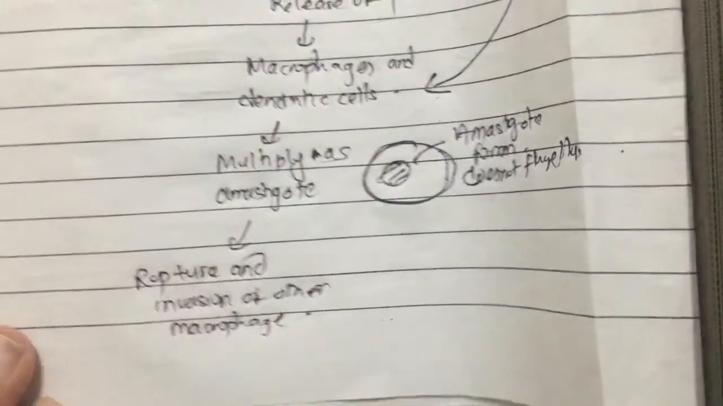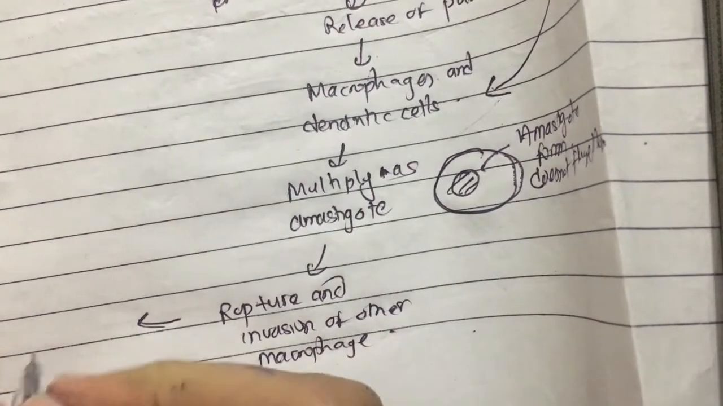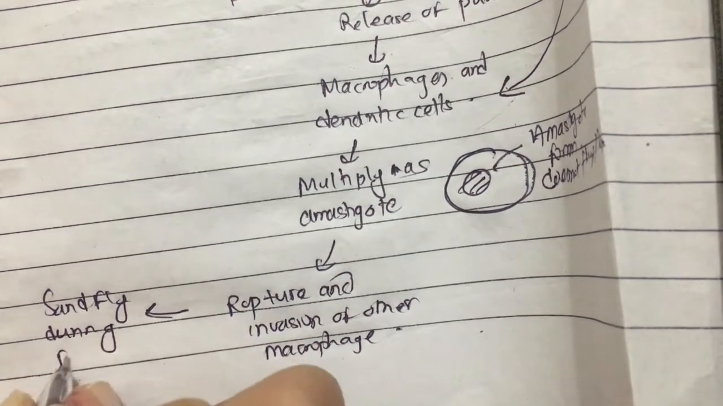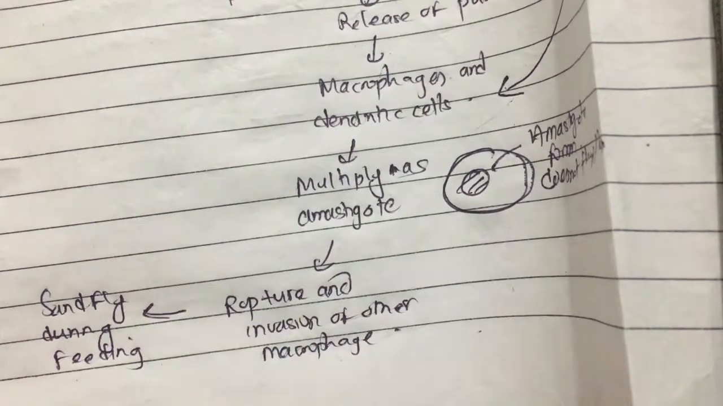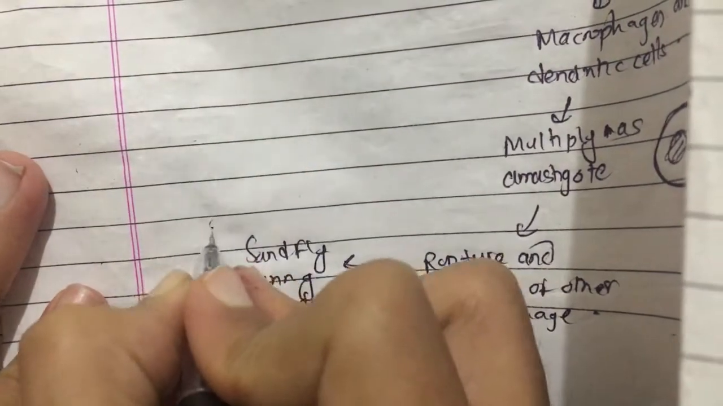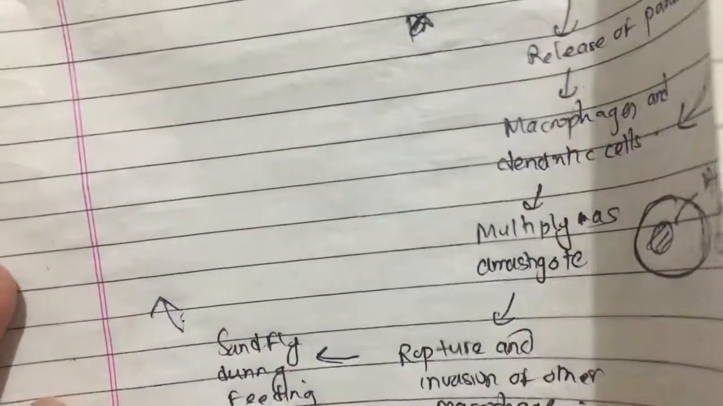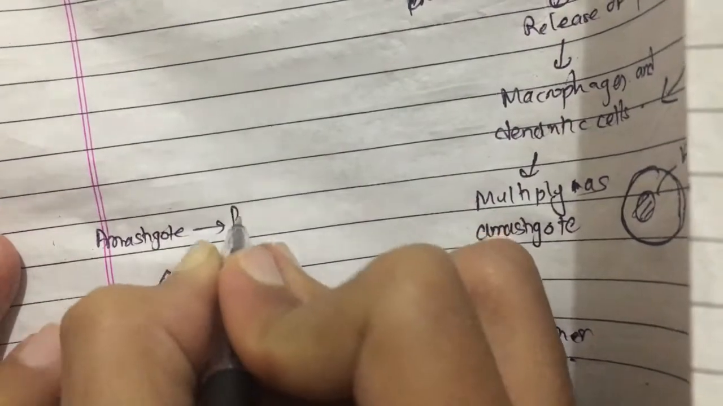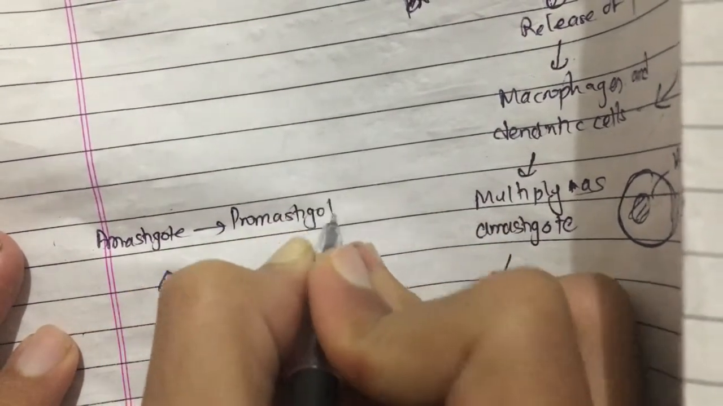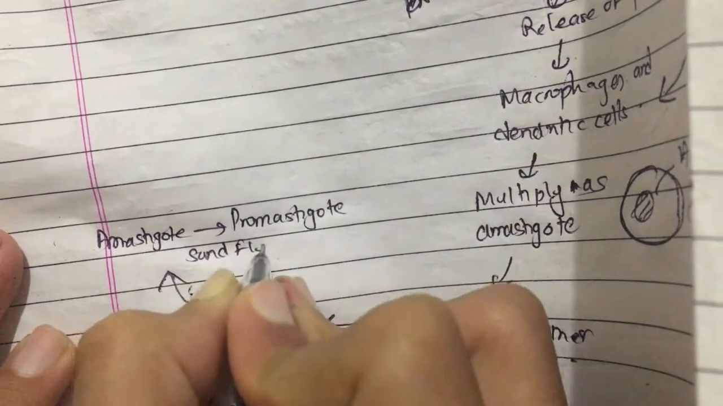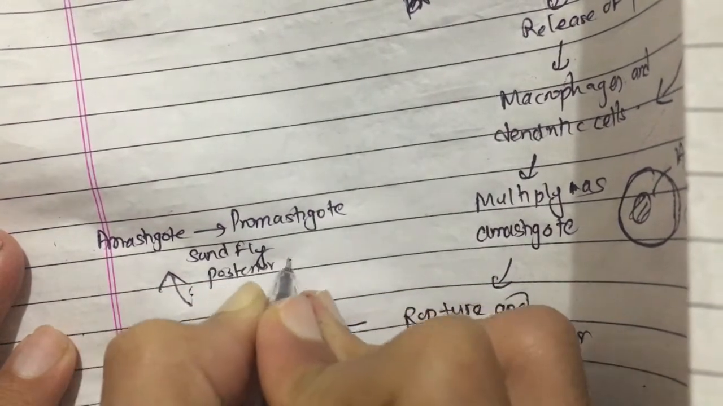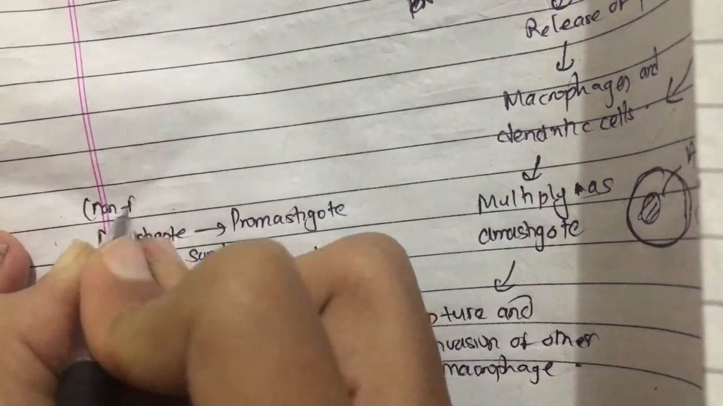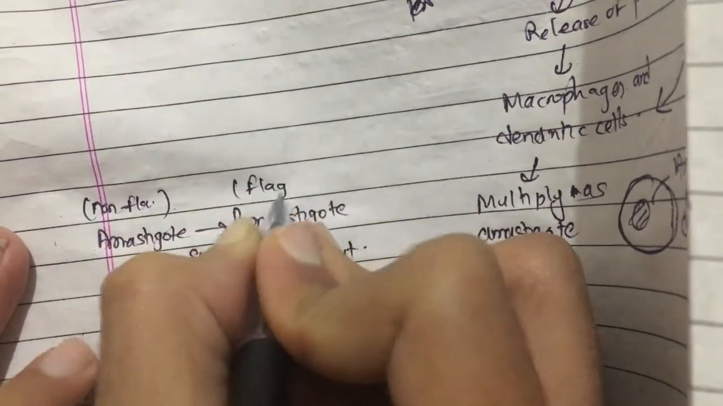And these amastigote forms are taken up by the sandfly when it feeds on humans. Then these amastigote forms are converted again into the promastigote form in the sandfly, in the posterior midgut. These were non-flagellated forms. These are flagellated forms, extracellular forms.